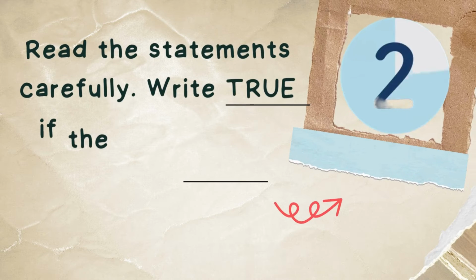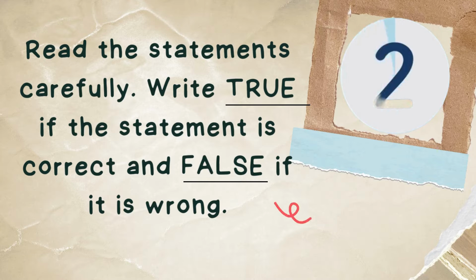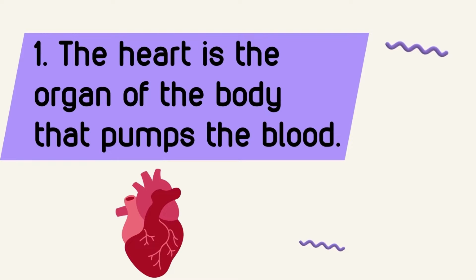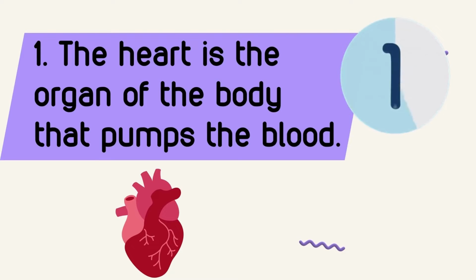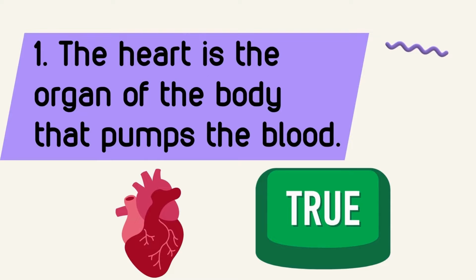Before we start, let's check your memory. Read the statements carefully. Write true if the statement is correct and false if it is wrong. You have 3 seconds to answer each question. Number 1. The heart is the organ of the body that pumps the blood. The correct answer is true.